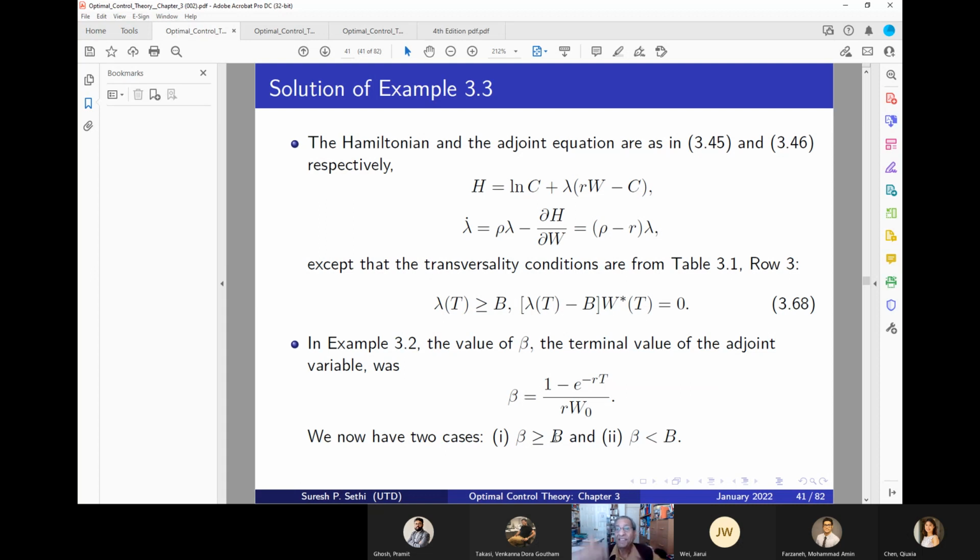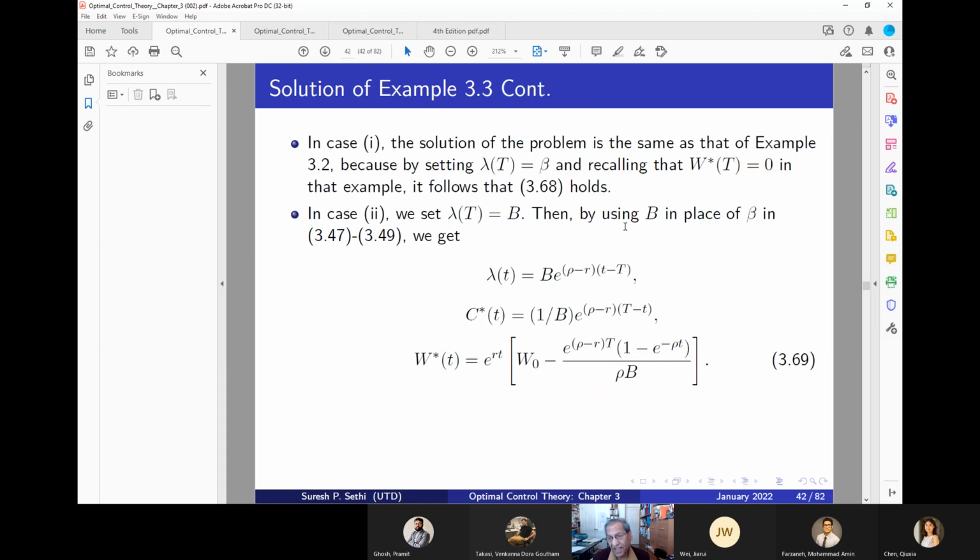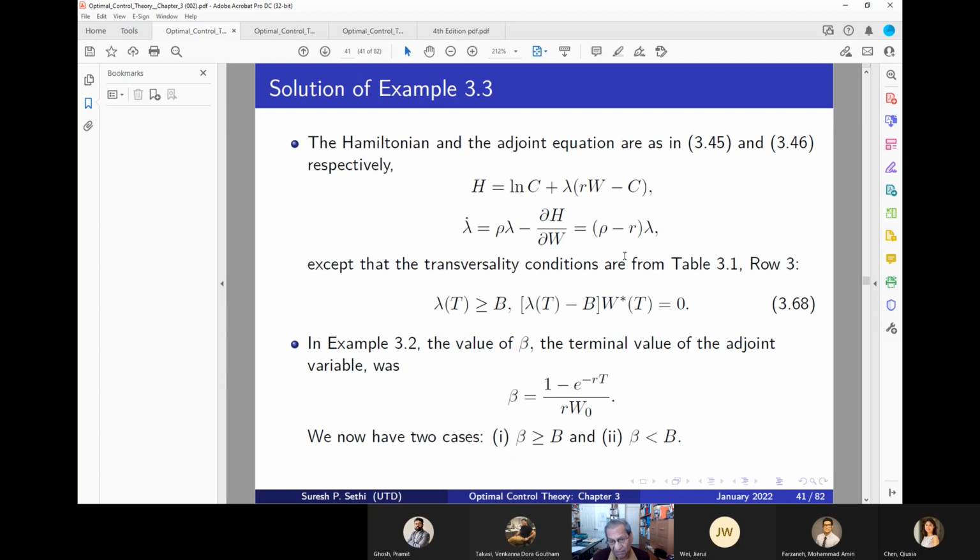If b is less than beta, then I don't put too much value to the bequest. And if I don't put too much value to the bequest, it means I'm consuming everything. I leave nothing. So part 1 is solved. Part 1 says that this condition is satisfied. How?